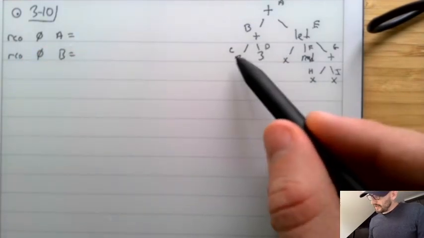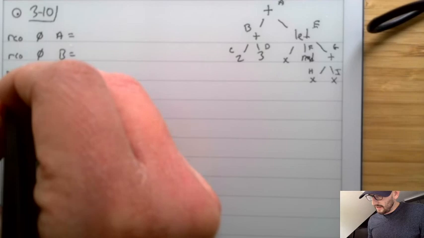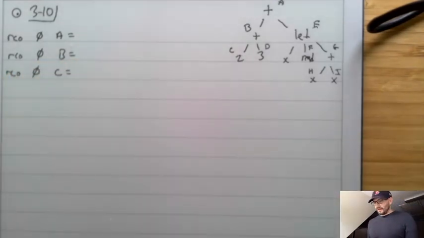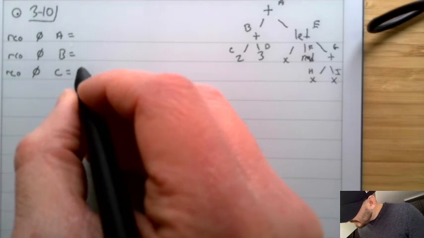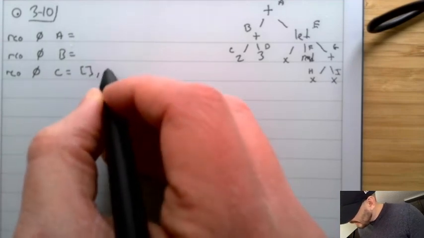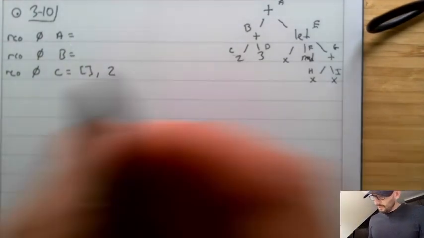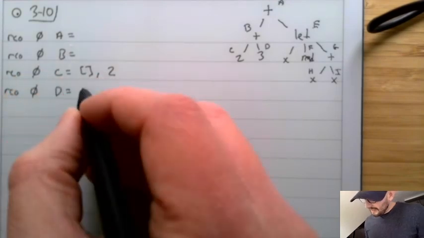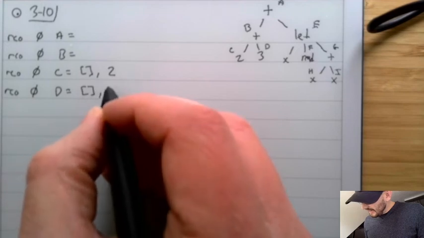And that's another plus, so we're going to call RCO with nothing and C. And now here we can write an actual program. We're going to get back an empty list and a 2. We're also going to call RCO with an empty mapping and D, and that's going to be an empty list and 3.